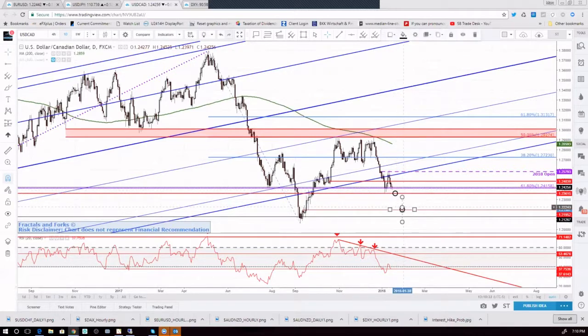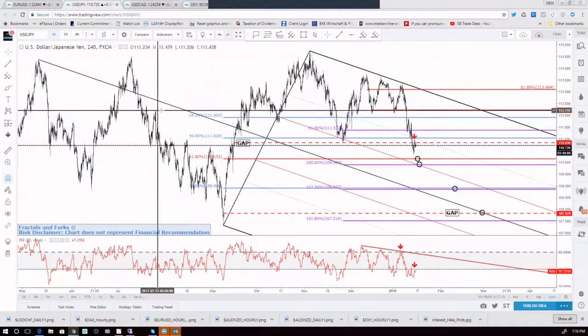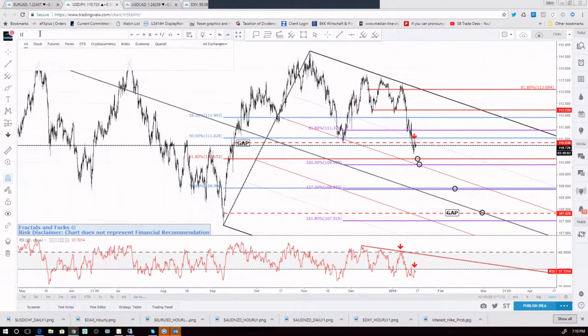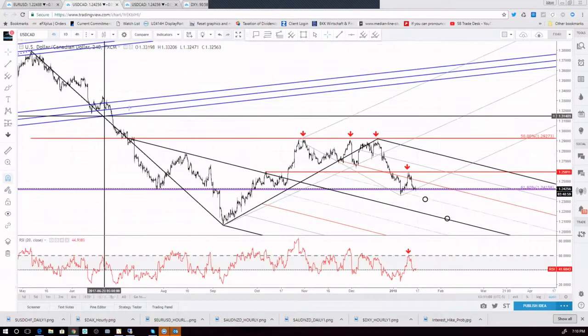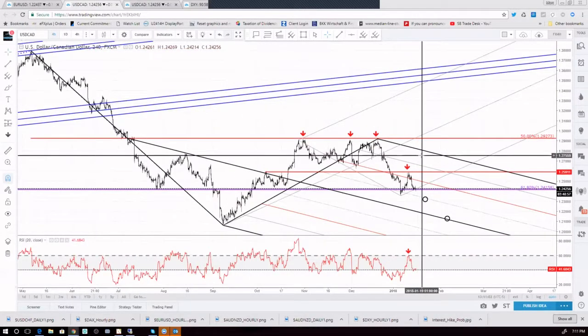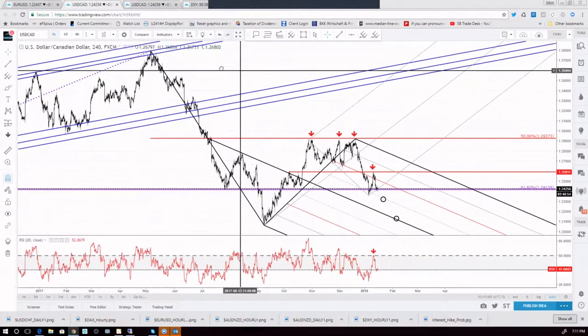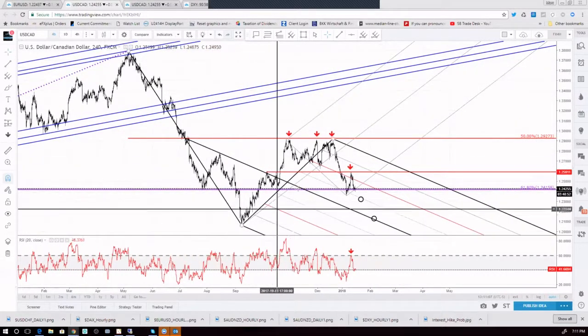So what are we looking at? A drop below 1.2360 would take it to daily reversal resistance here, which is 1.2250. Well, it's 1.22. Let's call it 1.22. Big mover, dollar CAD, when unexpected news is coming. So be careful tomorrow.